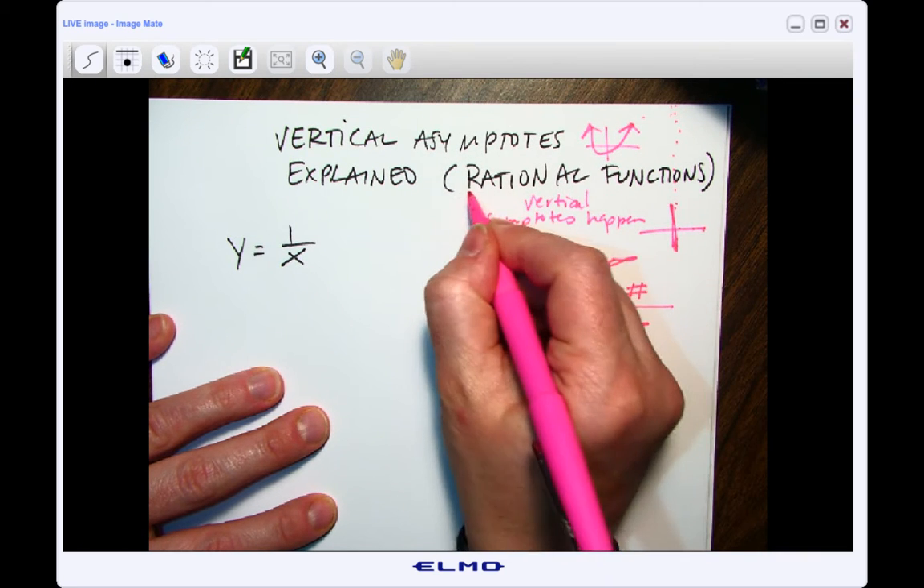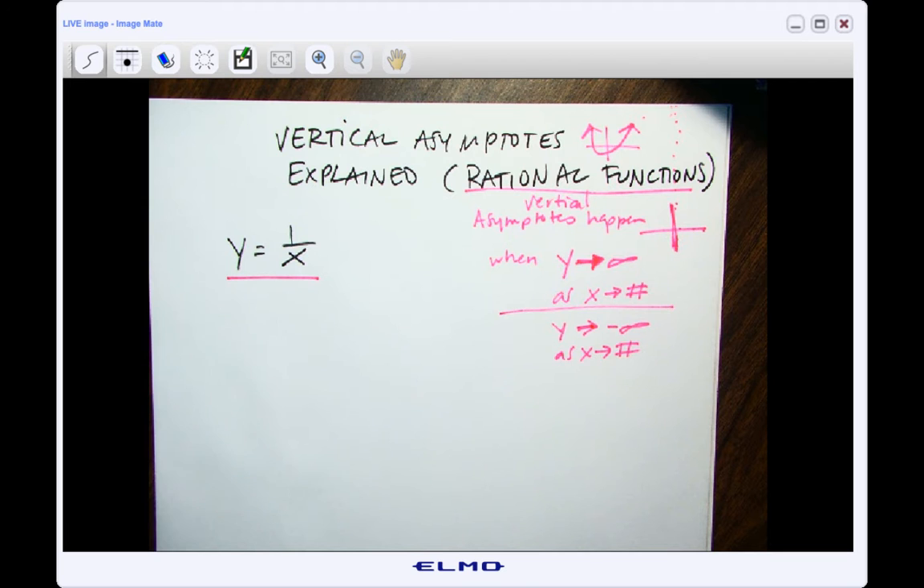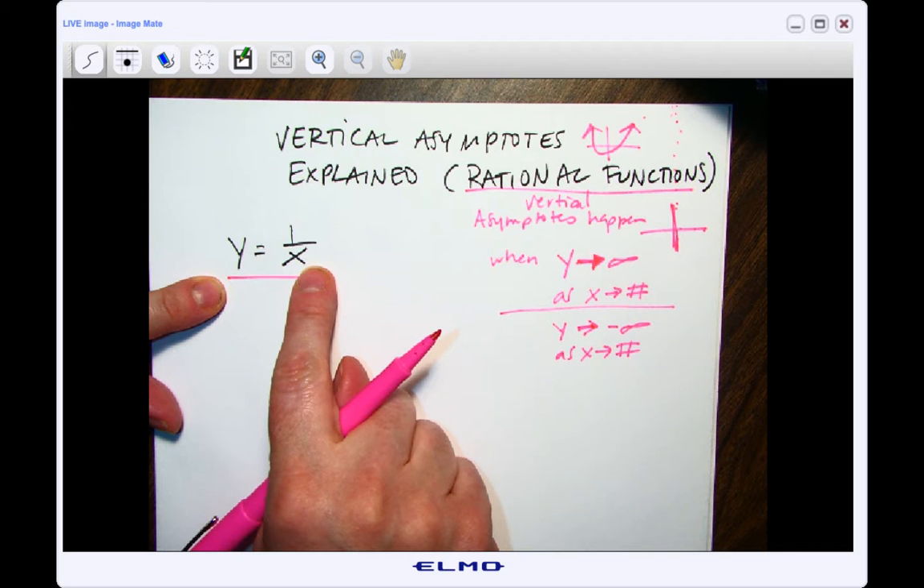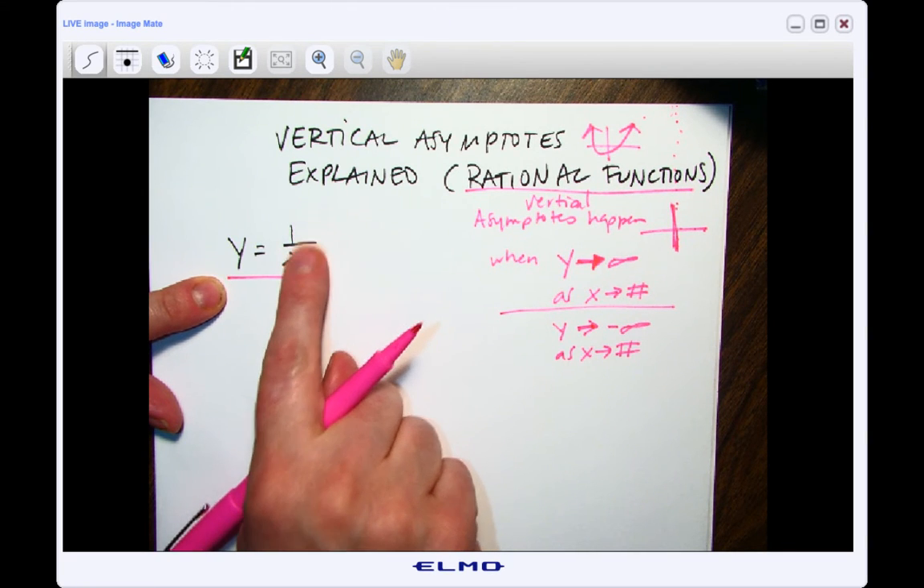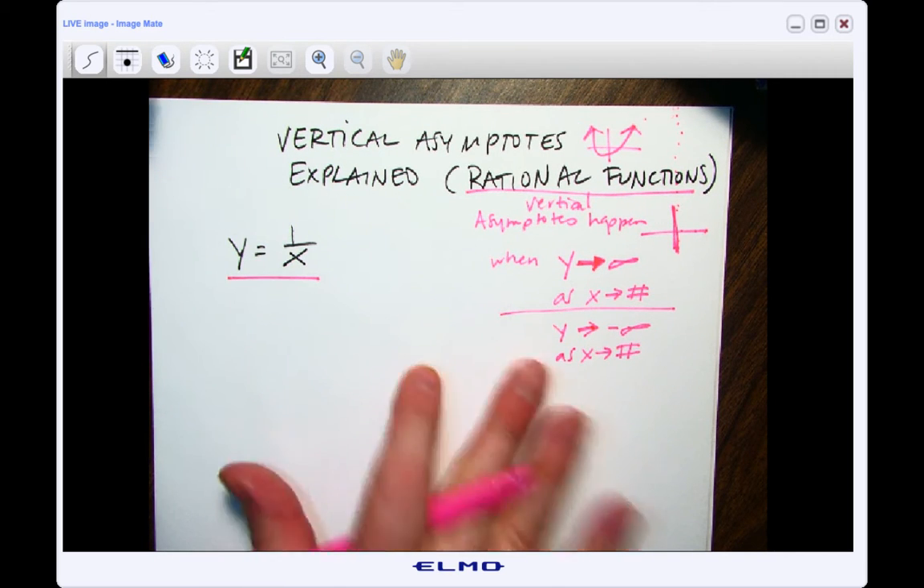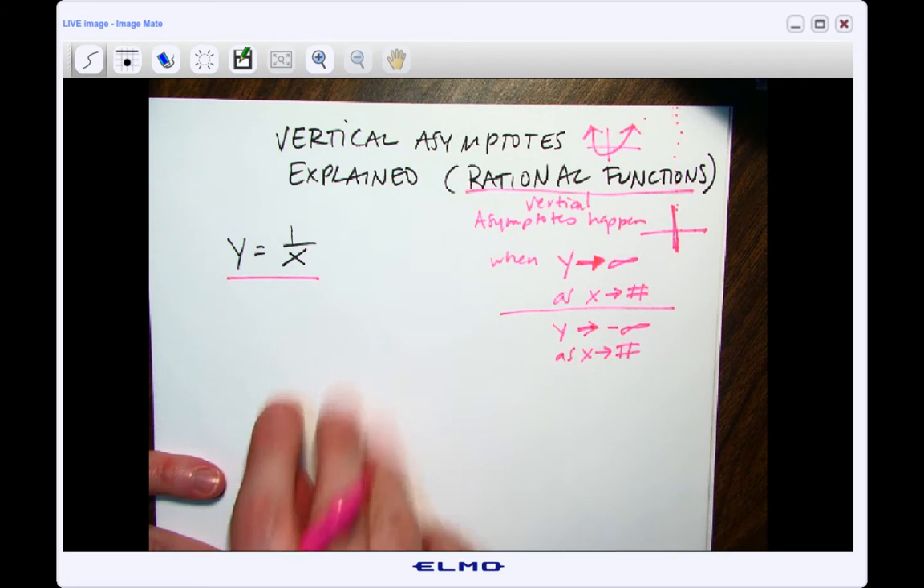Now, we're going to be talking about rational functions, so we're going to use this rational function to talk about it. This is called a rational function because, of course, it's a ratio. It's a fraction, because ratio in math means fraction. It's comparing numbers using division. So this is a rational function. It's a fraction. Okay? So let's think about this for a second.